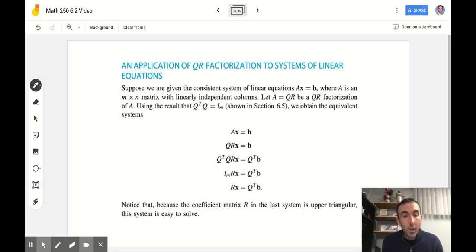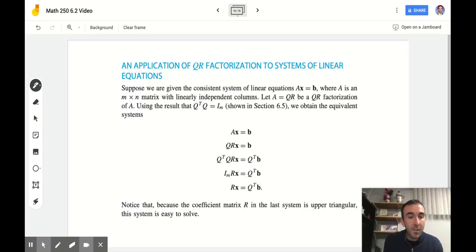Just like when we talked about LU decomposition, QR factorization also offers yet another way to solve a system of equations. And I know that Gaussian elimination, using the calculator, and other methods are preferred, but this method has a nice advantage because it keeps things exact and avoids a lot of round-off error. So suppose we are given the consistent system AX equals B, where A is n by n.